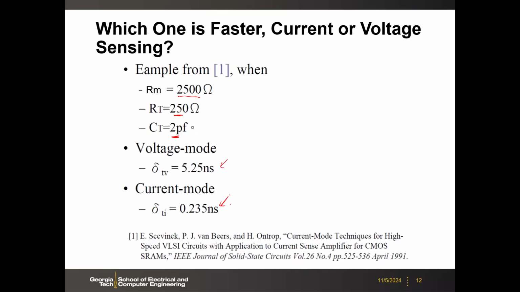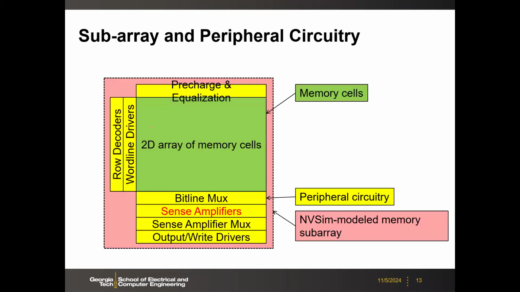The voltage mode needs about 5 nanosecond delay, and the current mode only 0.2. So it seems that current mode is faster, and the conclusion is generally true, depending on the specific numbers. But in most cases, current mode is faster. However, it is more difficult to design with current mode, and you may spend more transistors in the sense amplifier if it's current mode.